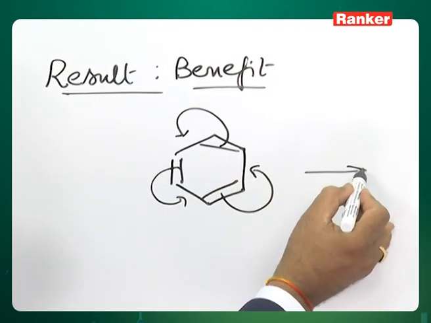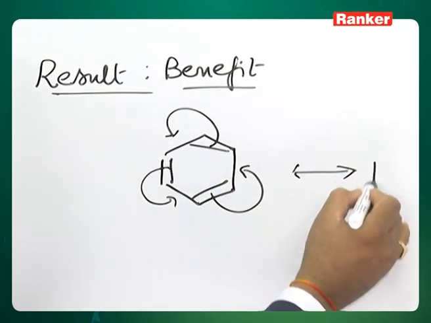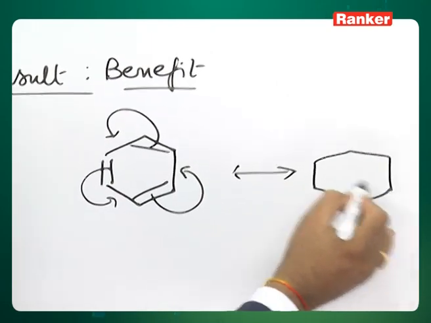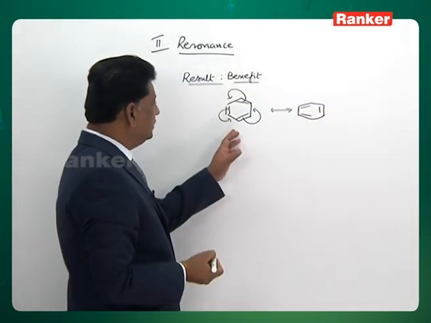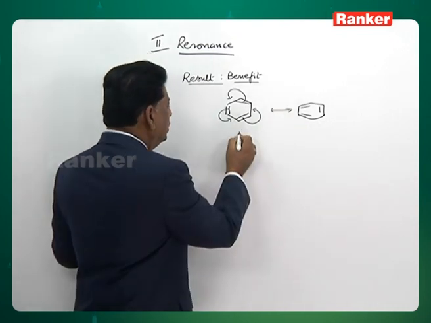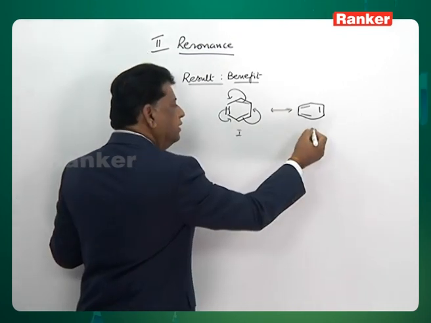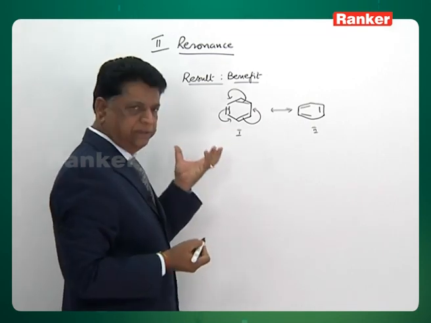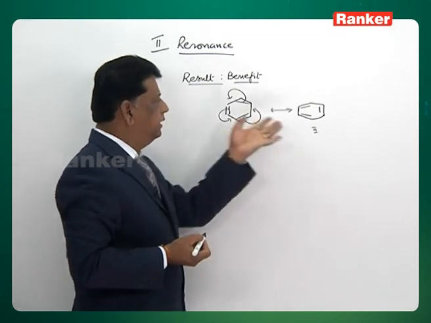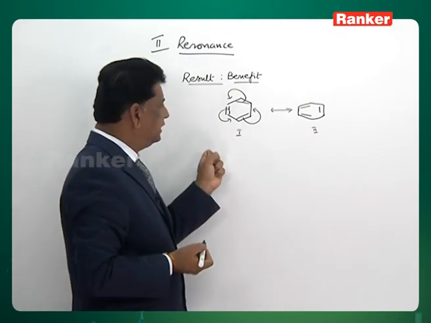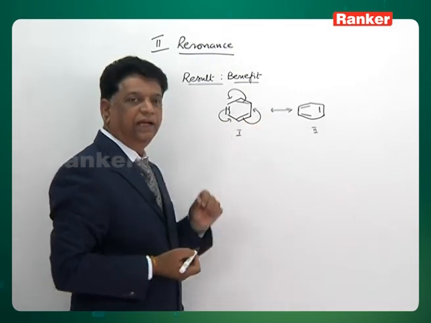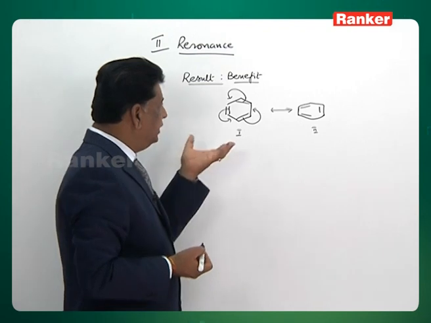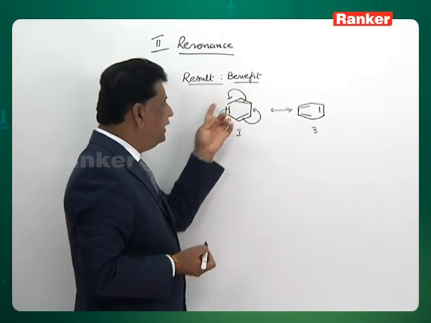So you get another resonance structure for this benzene, so the double bonds will be here, here and here. Whenever structure 1 changes into structure 2, both are almost the same type. This is benzene, that is also benzene. Benzene first structure, let us say benzene second structure, both keep changing. And what is the benefit of going on changing the double bond?